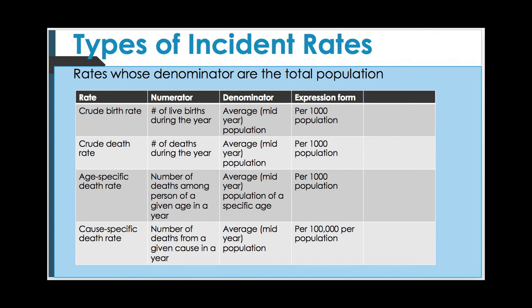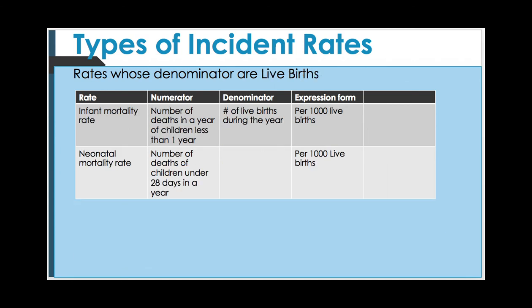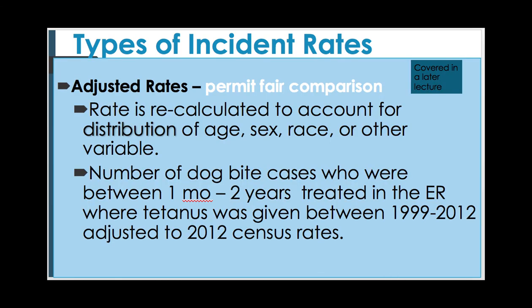So rates whose denominators are the total population include crude birth rate, crude death rate, age-specific death rate, and cause-specific death rate. So death rate, for example, from cancer. Death rates whose denominator are live births include infant mortality rate and neonatal mortality rate. Infant is under 1 and neonatal is under 28 days.